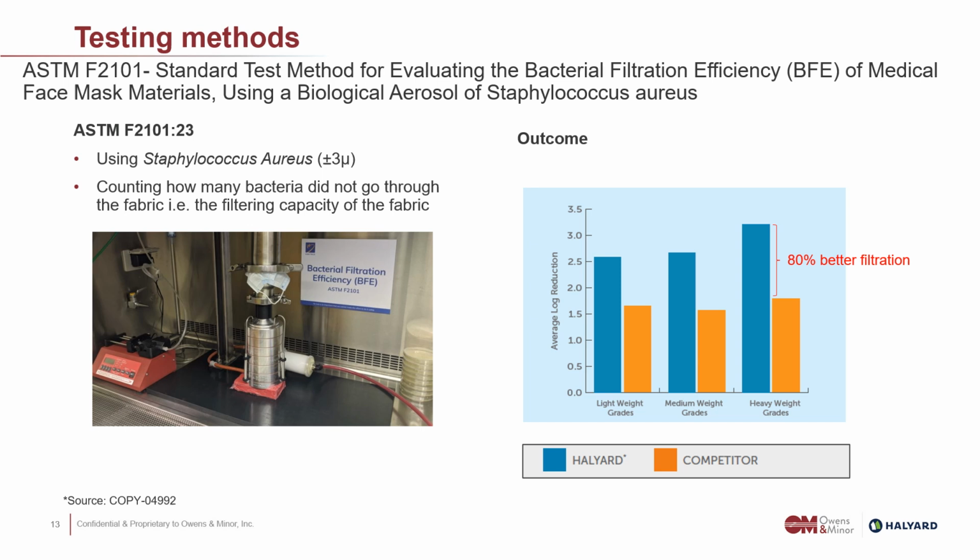And you see here that the log reduction, we're well above 3 in these heavy grades. It is much, much higher than the log reduction obtained with a competitive material, that is barely, I would say, a 1.7. So if you really count the amount of bacteria that we filtered out, the Halyard sterilization material in the heavy grades is 80% better than the competitive material.